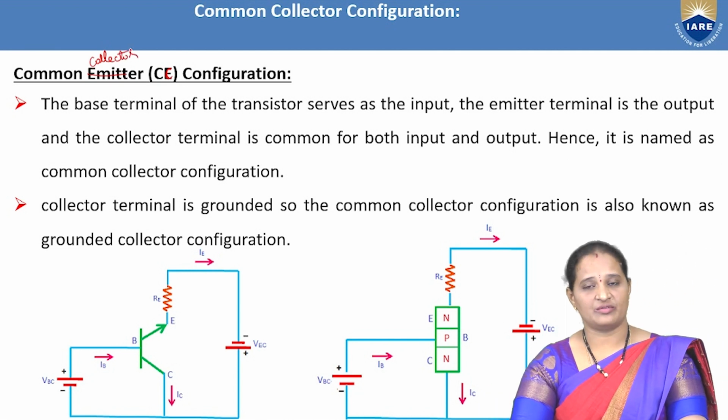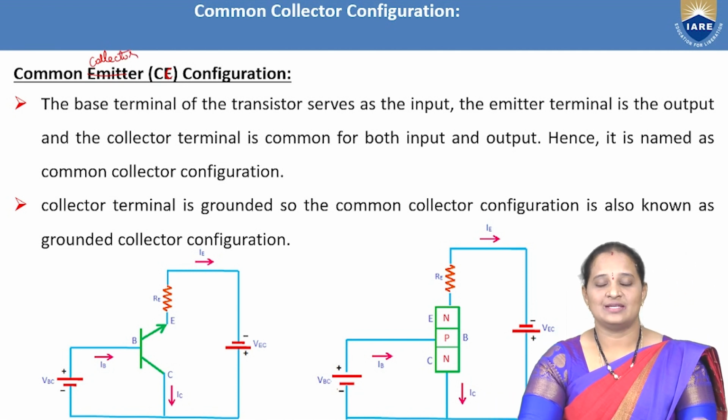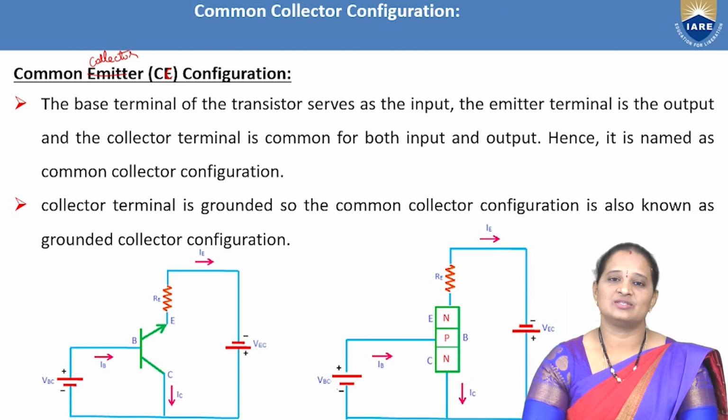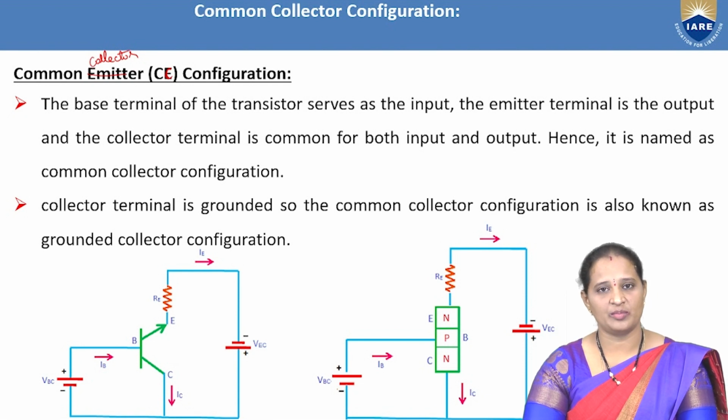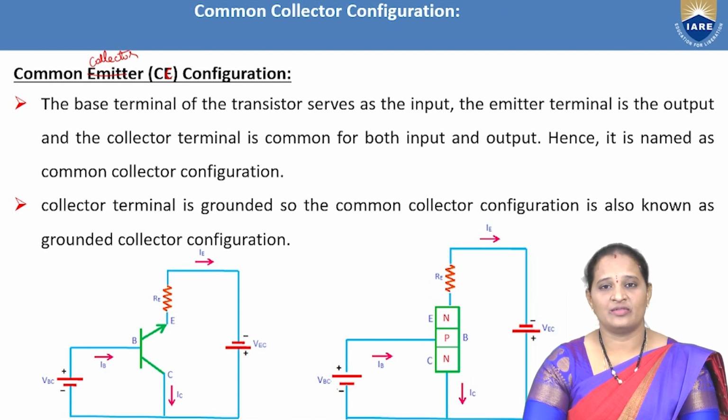So, common collector configuration. Here, as it is a three-terminal device, we can connect the transistor in three different configurations by taking one of the three terminals as common between the input and output terminals. Like that, we can have three configurations: common base, common emitter and common collector configuration. So in this lecture, we'll discuss the common collector configuration.